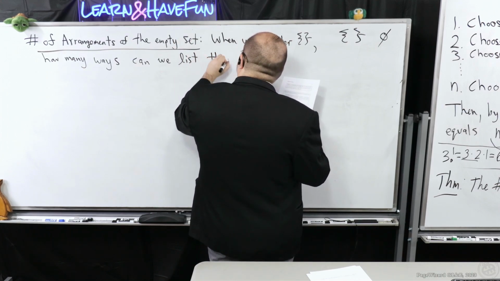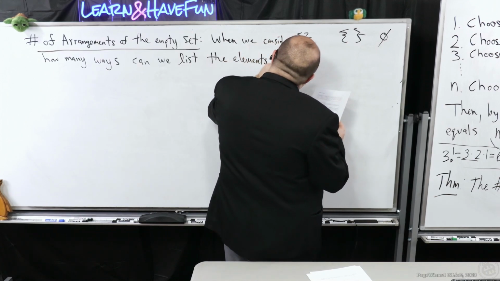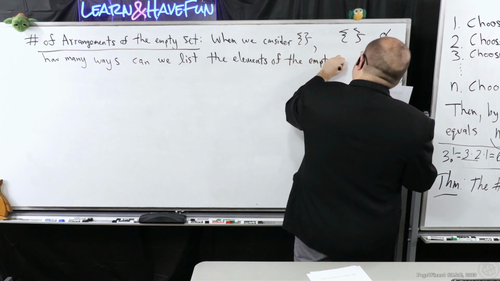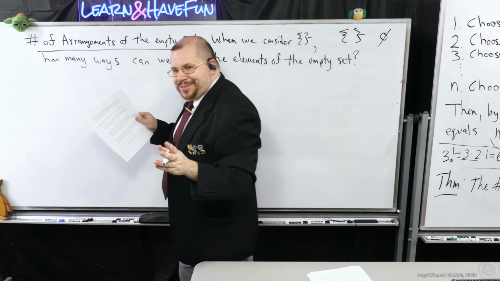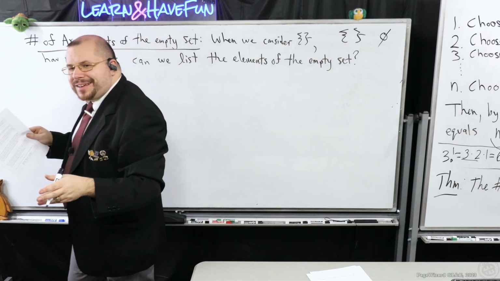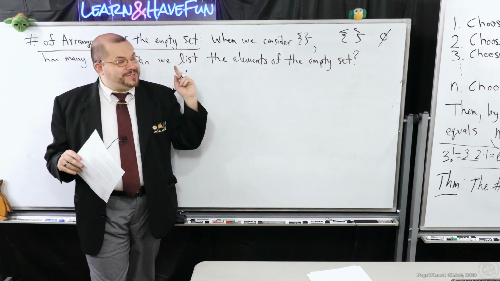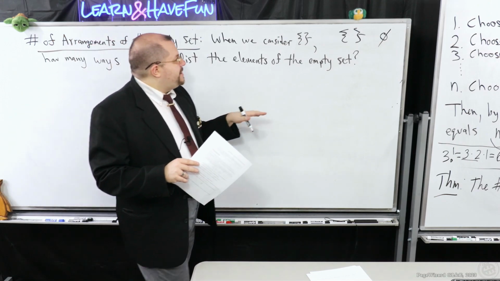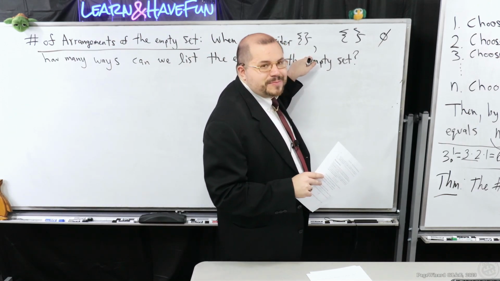How many ways can we list the elements of the empty set? Well, think of it. There are no elements. Now, you might be very tempted to say that there are no orderings because there's no elements. But let me go back one sec. How many orderings are there of this set? How many are there?